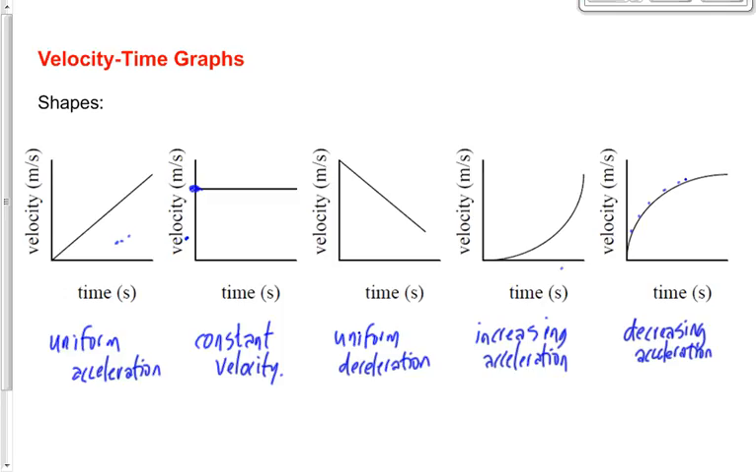So to put it in a different way, the rate at which the velocity increases, fill in the blank. The rate at which the velocity increases, what's the word? Decreases. So the velocity is still increasing, but the rate is decreasing. Good.